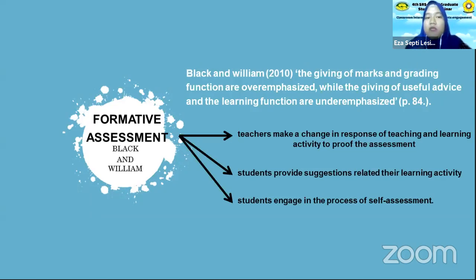And Black and Wiliam also indicate the success factors of formative assessment. There are 3. Firstly, the teacher makes a change in response to the teaching and learning activity to improve the assessment. The second is students provide suggestions related to their learning activity, and the teachers give suggestions to the students about what they should do to improve. And thirdly, students engage in the process of self-assessment.